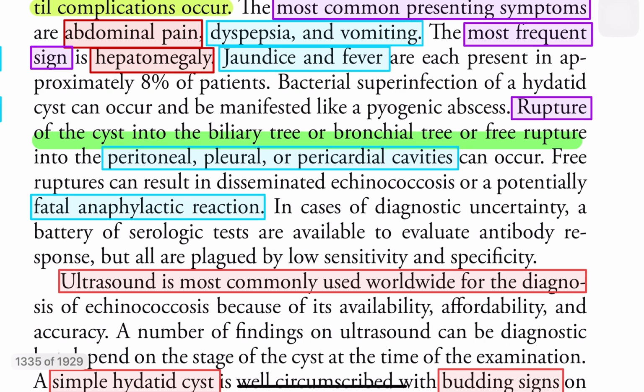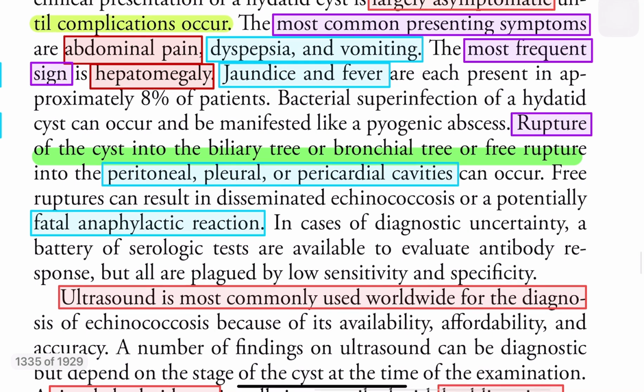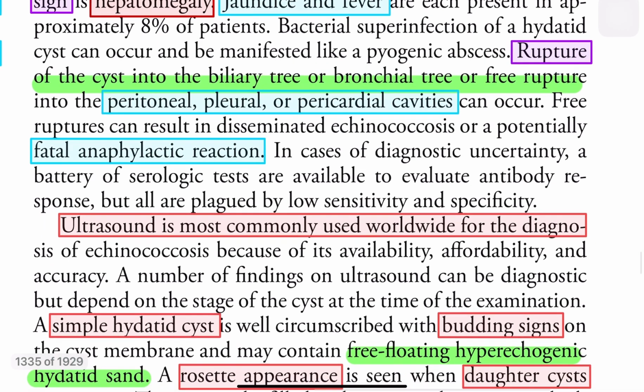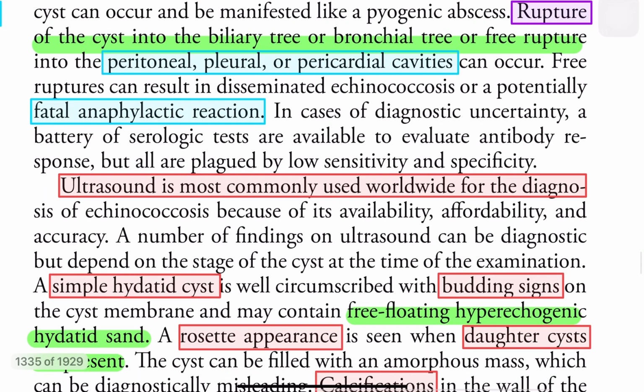Rupture of the cyst can occur into the peritoneal, pleural and pericardial cavity, but most commonly into the biliary tree. So the most common rupture is in the biliary tree. If it ruptures into the peritoneal cavity and so on, it can cause a fatal anaphylactic reaction.